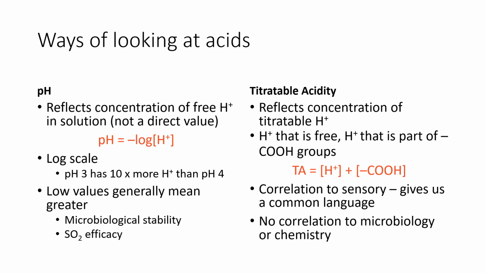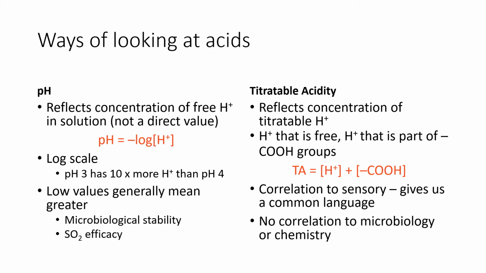So there's a couple different ways of looking at acids. The 2 main ways are pH and titratable acidity. pH is a reflection of the concentration of free hydrogen ions in a solution. It's not a direct concentration value. It's the negative log of the hydrogen ion concentration, and it's on a log scale. So a wine at pH 3 has 10 times more protons than a wine at pH 4. And low values generally mean greater microbial stability and SO2 efficacy, like I said on the previous slide.